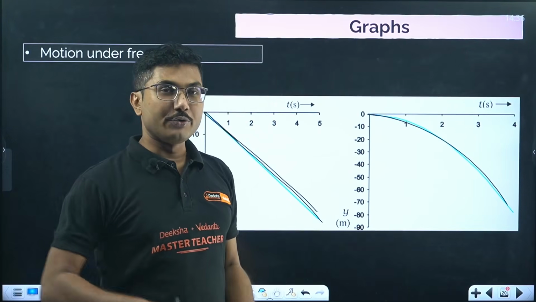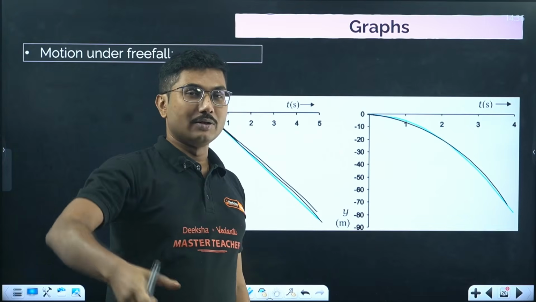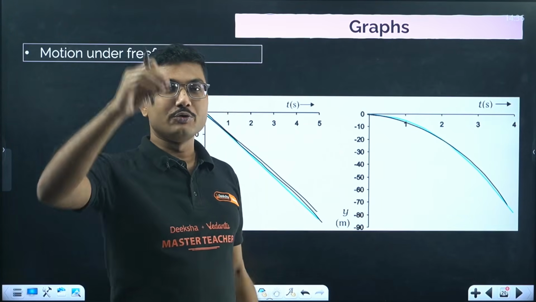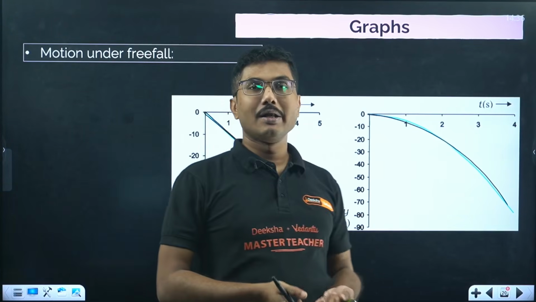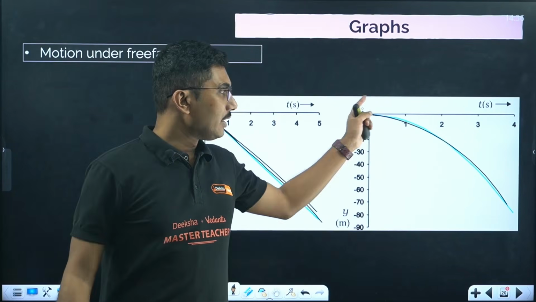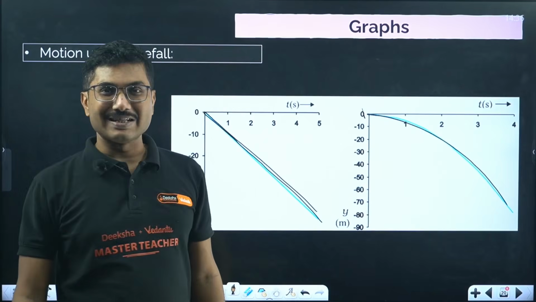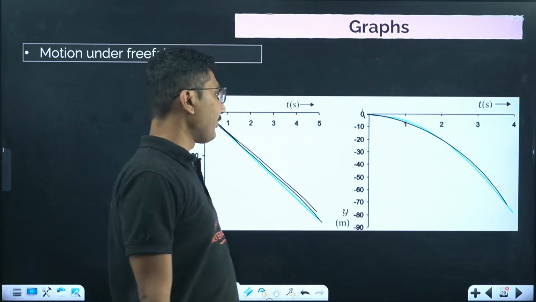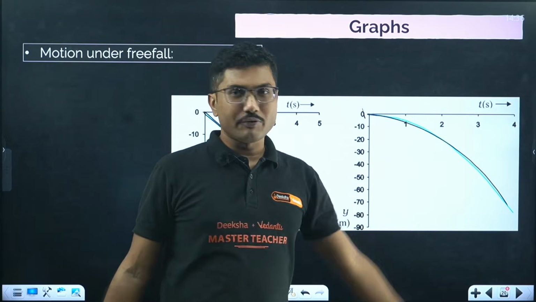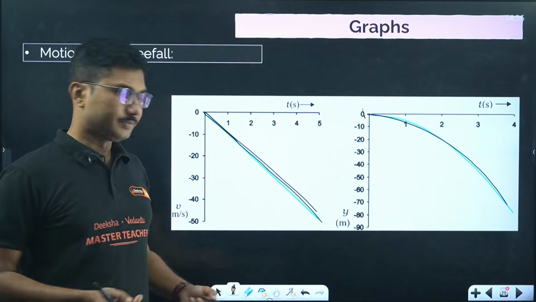suppose you dropped some stone inside, say, a mine. There is an open mine, you drop an object, or a well. You have seen water wells. So if you drop a stone inside a well, this graph will be like this. The distance will be negative inside the surface of the earth, right? So this is the general graph for displacement, and this is the general graph for velocity for free fall.